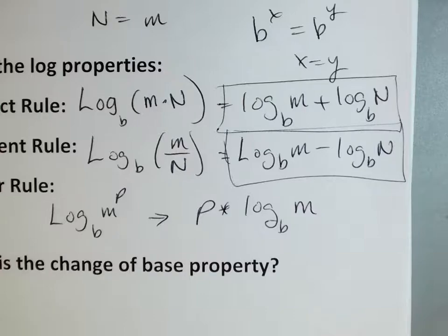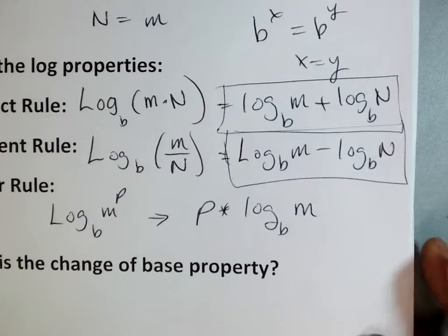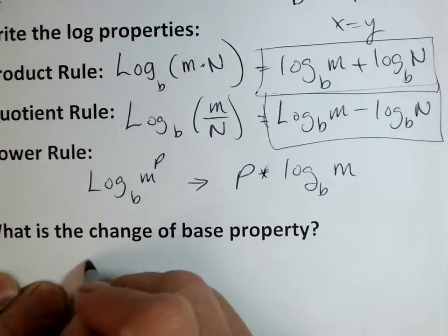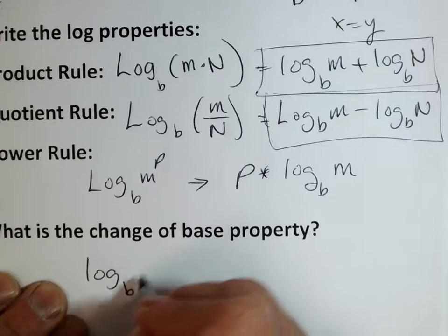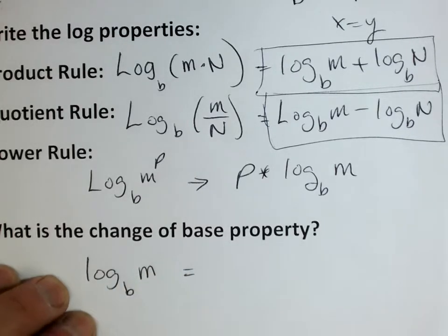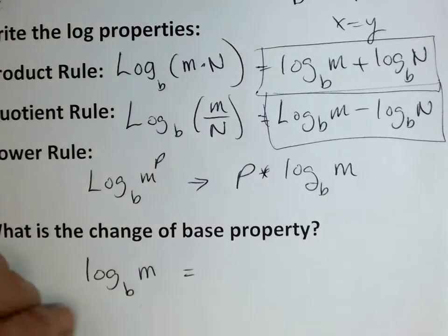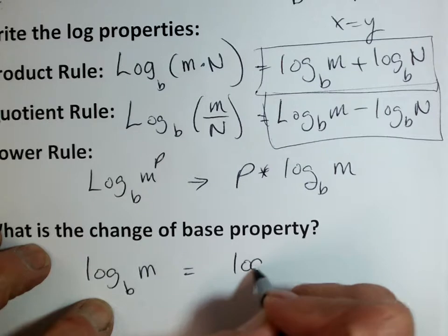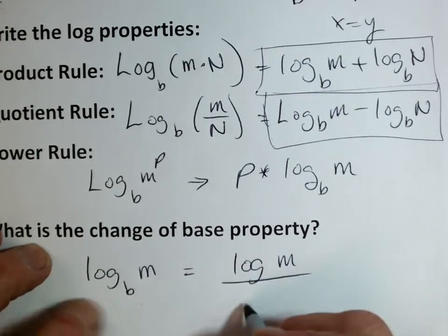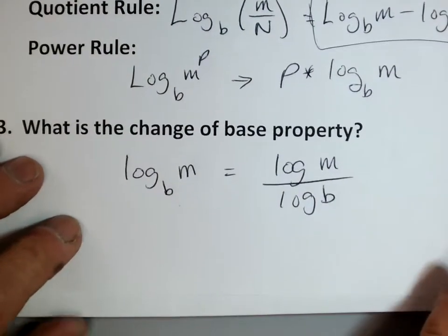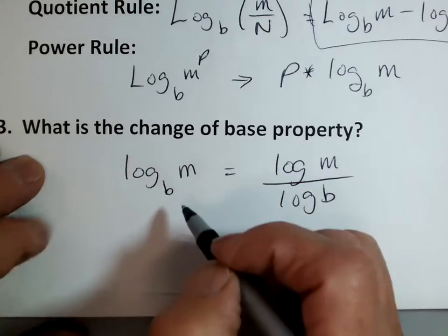Now what is the change of base property? Okay, so am I going too fast? If I had log base b of m, okay? Now, our calculator does log base 10 and log base e, right? But what if it's log base 4, right? We can change it to log base 10. So we're going to write this as log of m over log of b. Okay, let me give you an example of this. This is actually a pretty important rule.